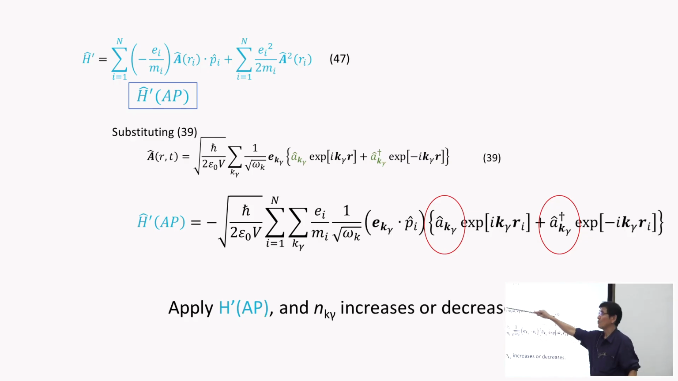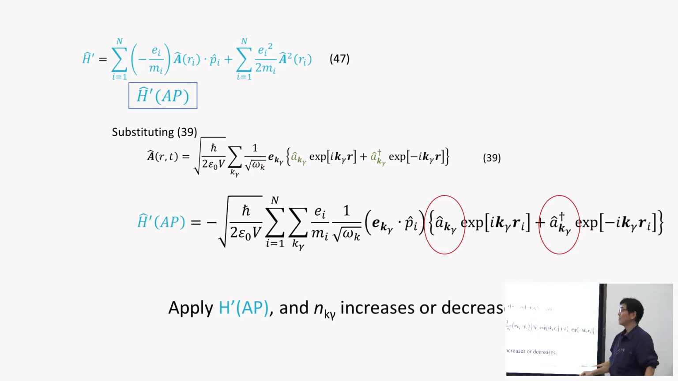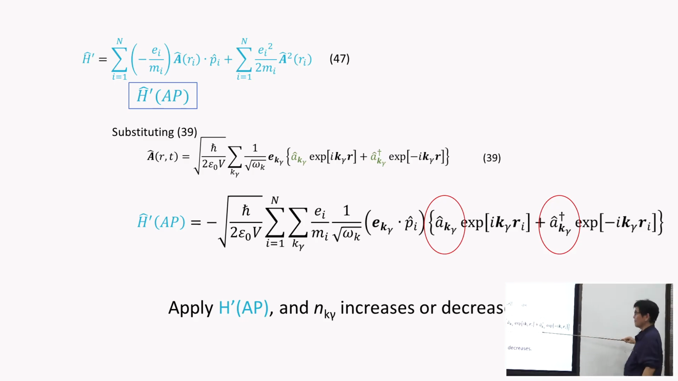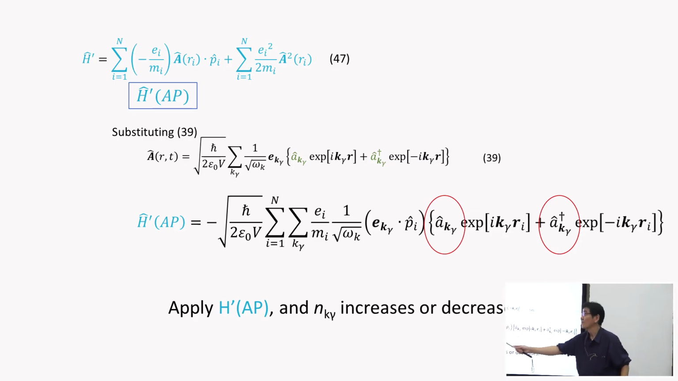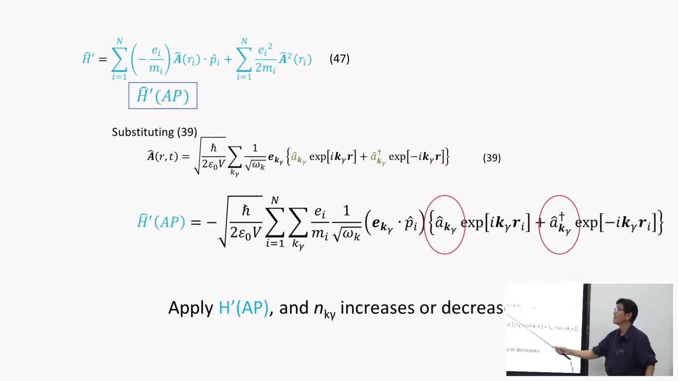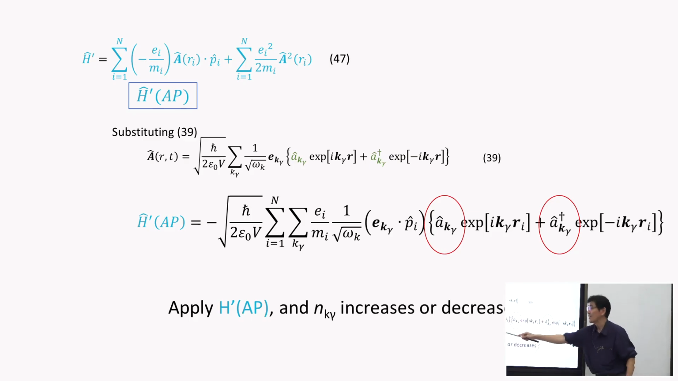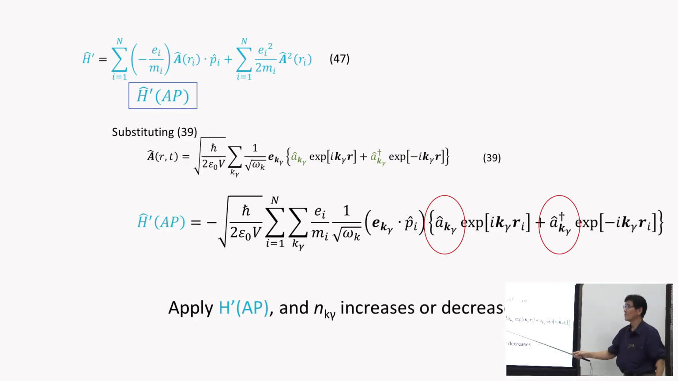Already we know what is the functional form of the vector potential A. So let's substitute this equation into this part. Then we get H prime A·P term, the first term, like this. Because A includes creation operator and annihilation operator, H prime A·P also includes a and a dagger.